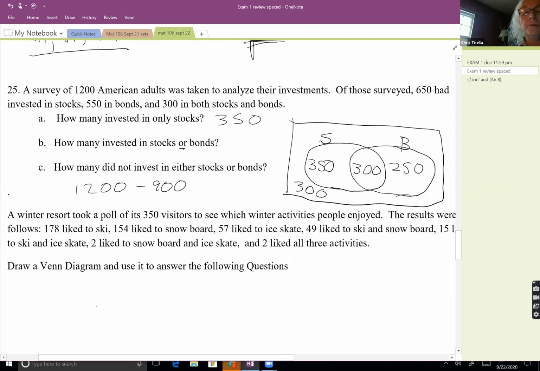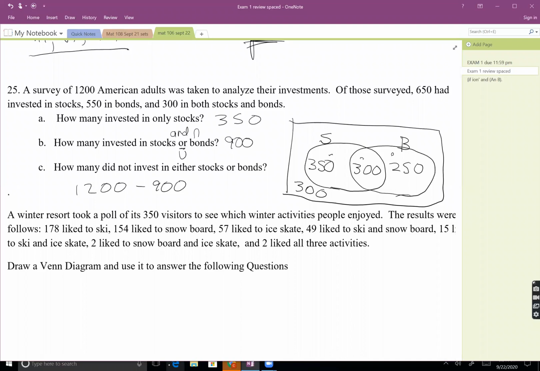100? Pardon? Is it the 300 in the middle? The 300 would be if it were the word and. Oh, okay. So you're looking for or. That got me too. So it'll be 900. Stocks or bonds means they could be stocks, they could be bonds, they could be both, or the union. And how many did not invest in either? 300.